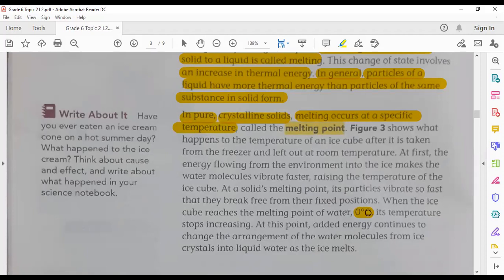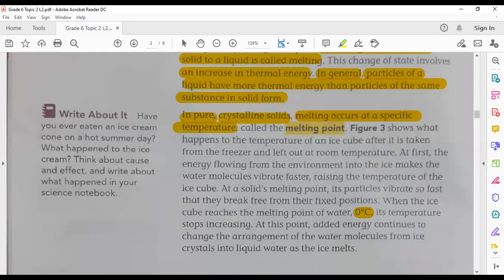That means below this temperature, if the temperature of ice is -1 or -2 or -3, it is in solid form. When ice reaches this temperature, 0 degrees Celsius, it starts to melt. But if the temperature increases, 1, 2, 3, 4, melting continues, as we will see. To understand melting point, please listen to me.